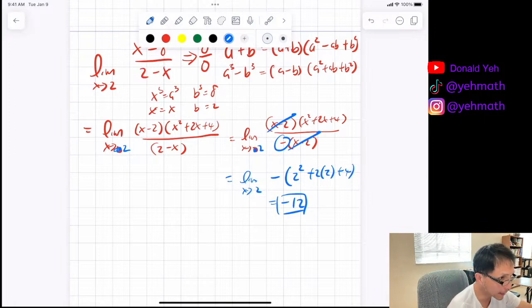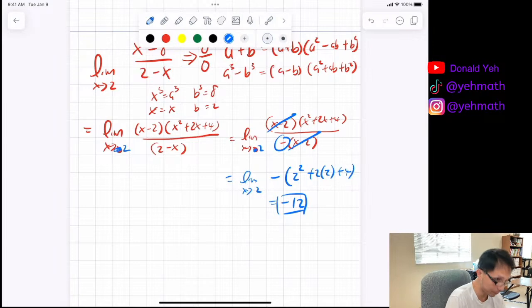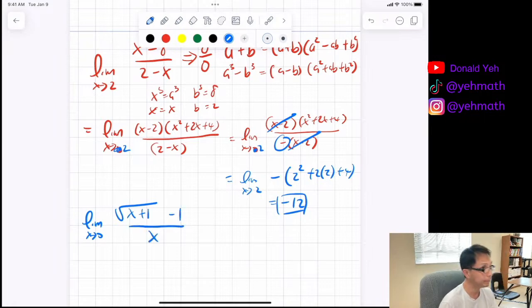The second case is, so you have to know all the factoring techniques. Could be difference of squares, could be sum, factor by grouping, could be all other things. But right now I'm going to talk about the next situation. So we're going to talk about situation 2. When limit x approaches 0 of the square root of x plus 1 minus 1 over x.